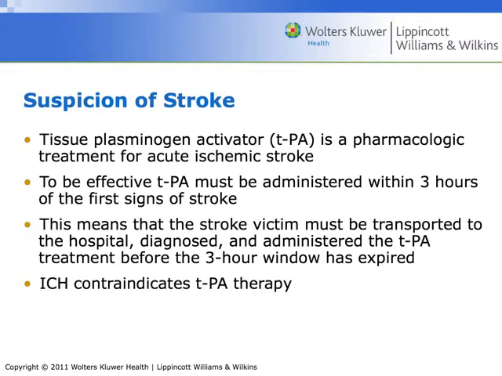So before they can give them this tissue plasminogen activator, this drug, they want to make sure that the person's actually having a stroke, because this drug is going to really take them on a wild ride. So nevertheless, to be effective, we've got to give them TPA within 3 hours of the first signs of a stroke.